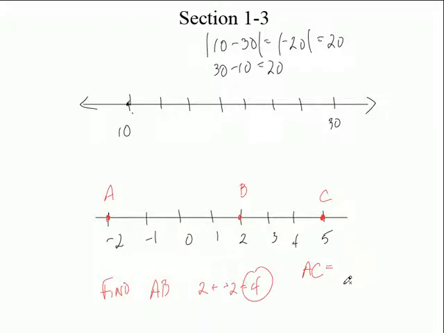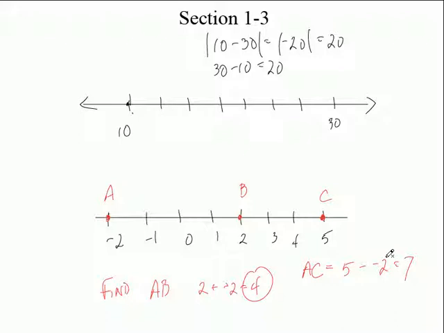I want you to understand that, yeah, you could just count all the points, but what if you had some outrageously long distances in between? You wouldn't want to sit there and count all those points, would you? So we got to come up with a better way of doing that, and so what would I do? I would go 5, what? Minus negative 2. And what does that give you?